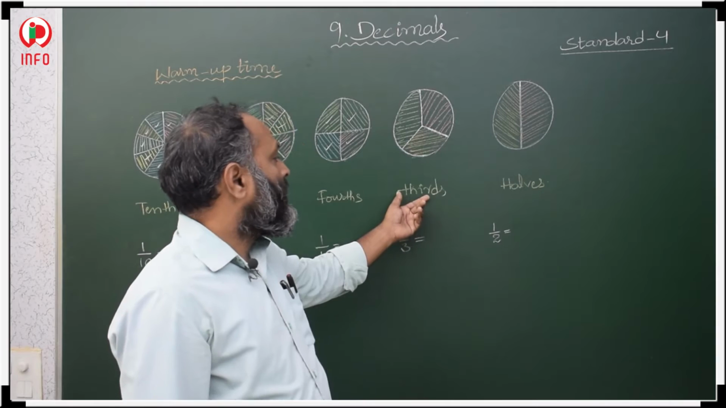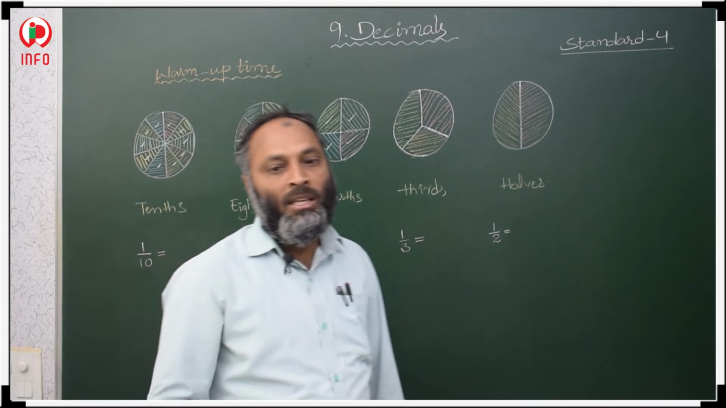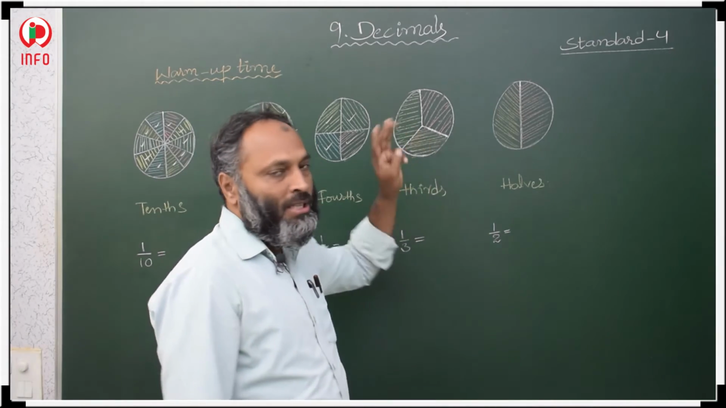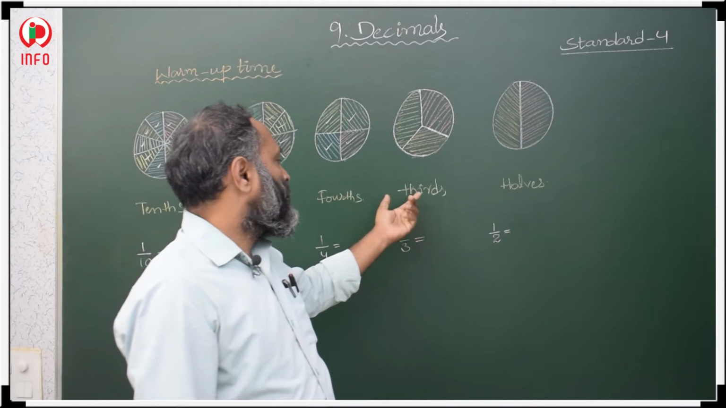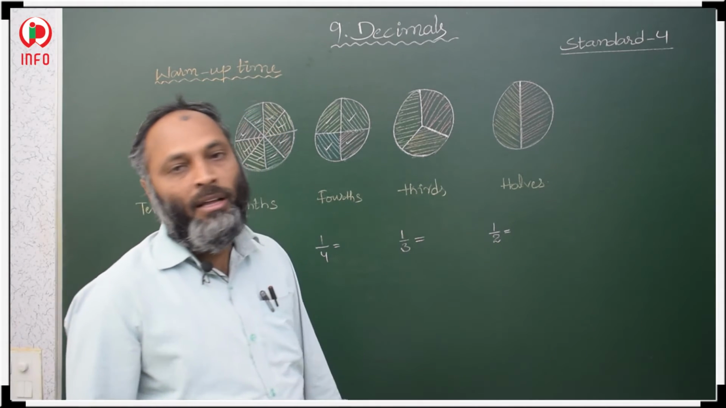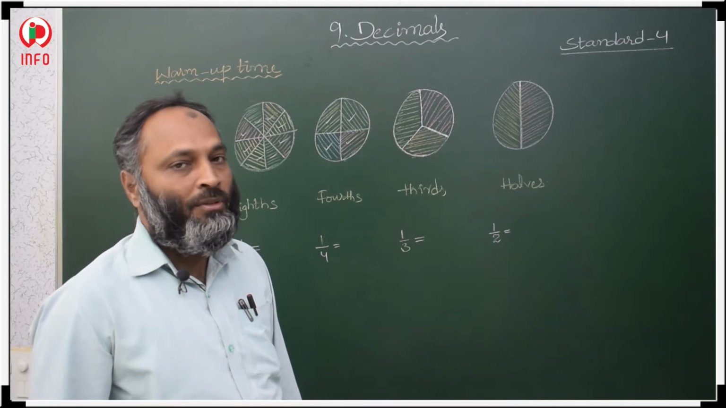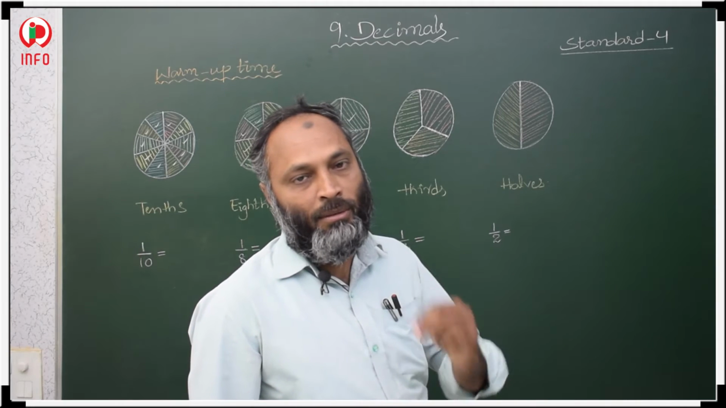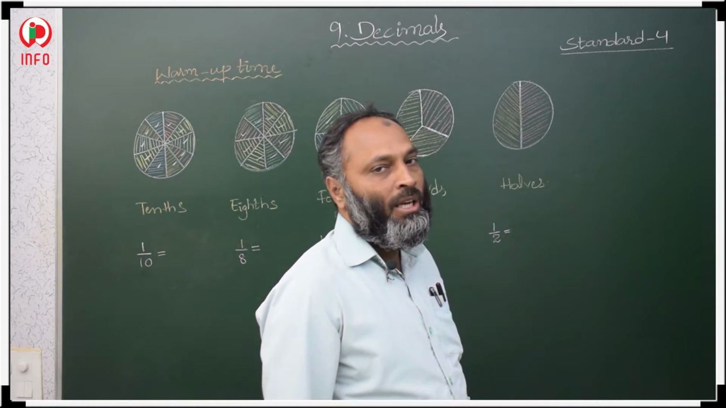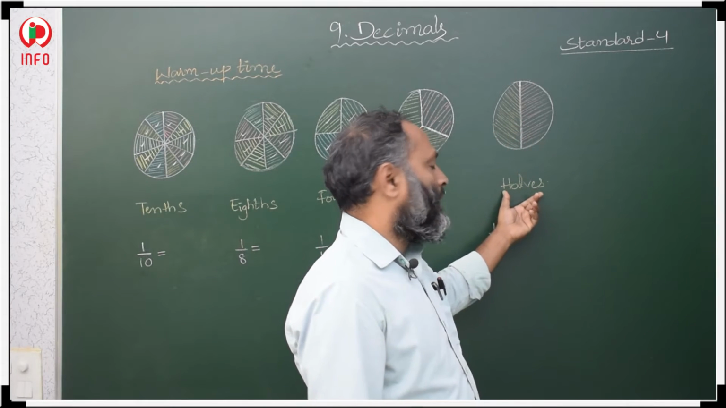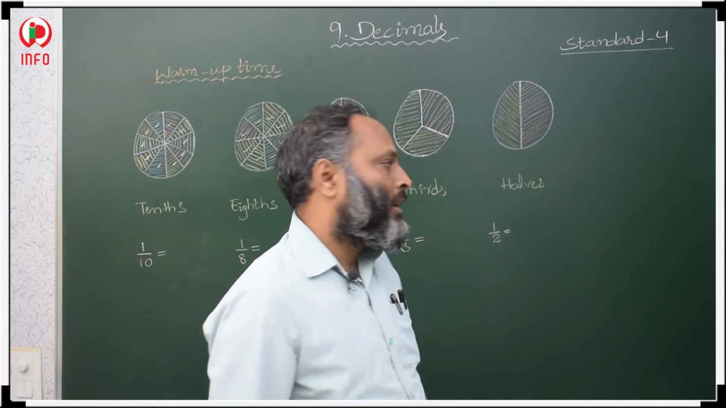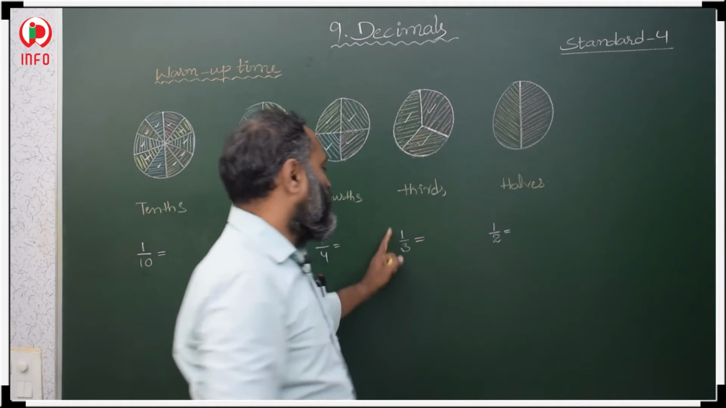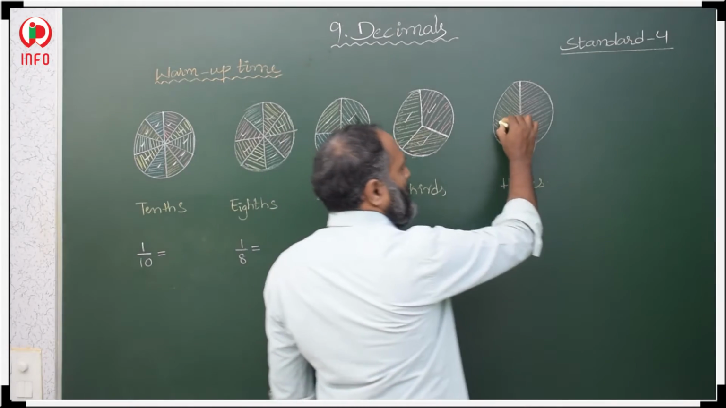Then how to read? Thirds. It is thirds, 3 parts. Each part is represented as a fraction, 1 by 3. Okay. The next, fifth circle is divided into two equal parts. How many equal parts? Two equal parts. Two equal halves. Then how to represent each part? Each part is 1 by 2. Here how many parts do we have? Two parts.